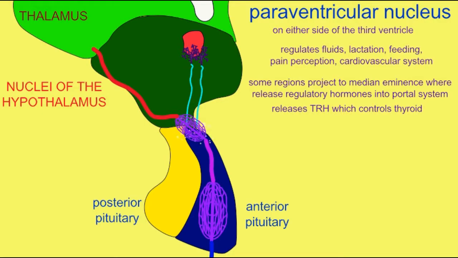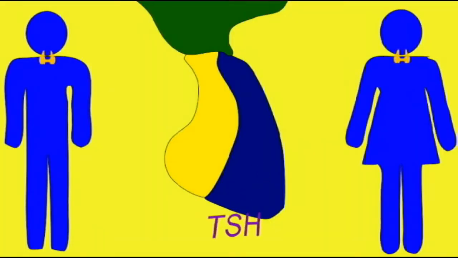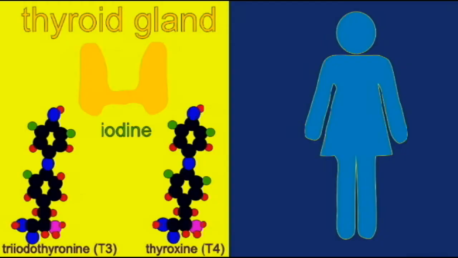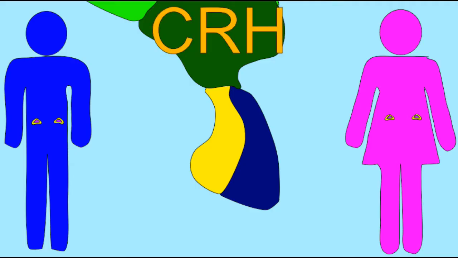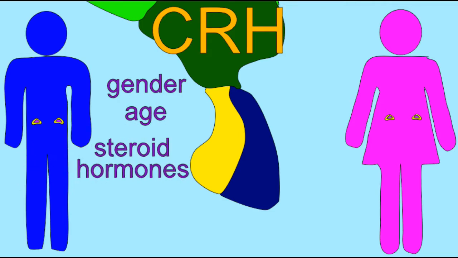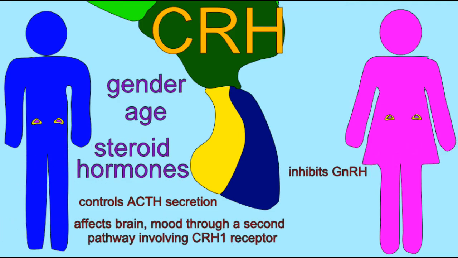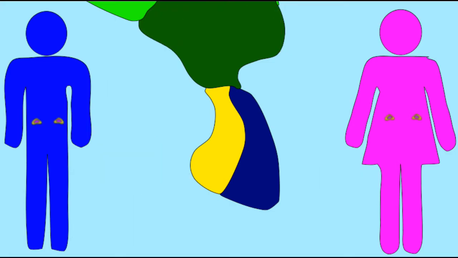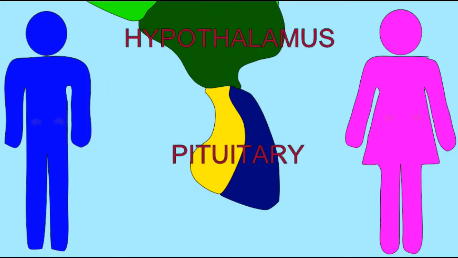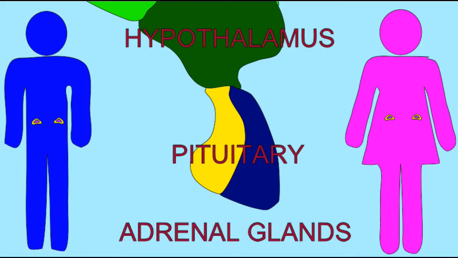For example, the paraventricular nucleus produces TRH, which controls the release of TSH from the anterior pituitary and thus the thyroid gland. The paraventricular nucleus also releases CRH, which controls the release of ACTH from the anterior pituitary and thus controls the HPA axis, the hypothalamic pituitary axis, which is important in stress responses.